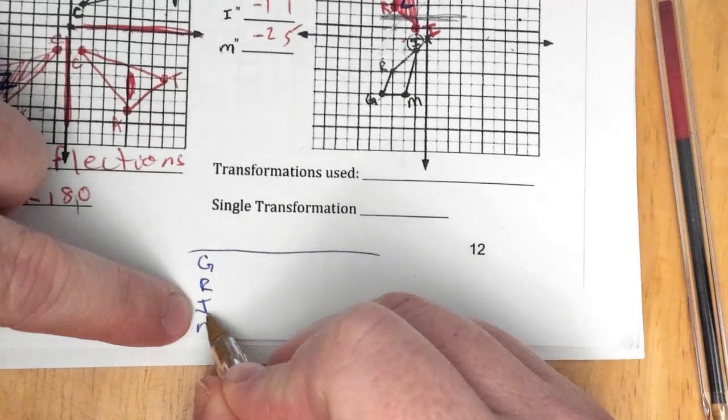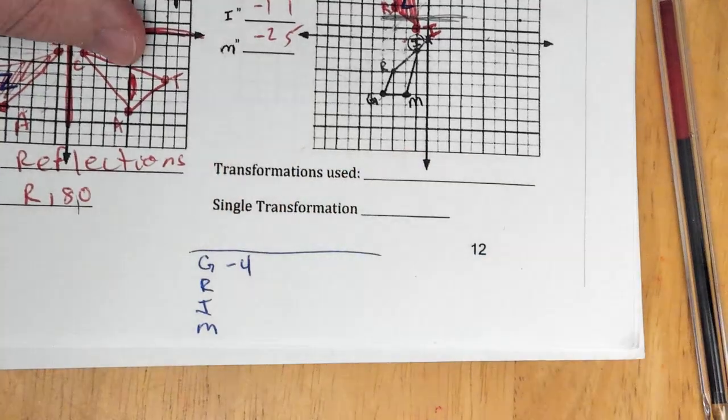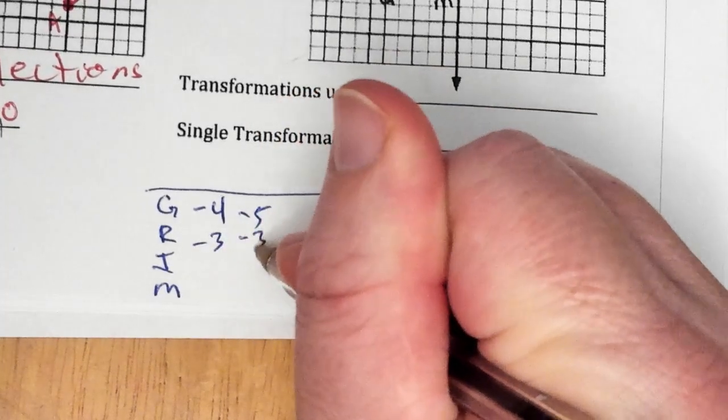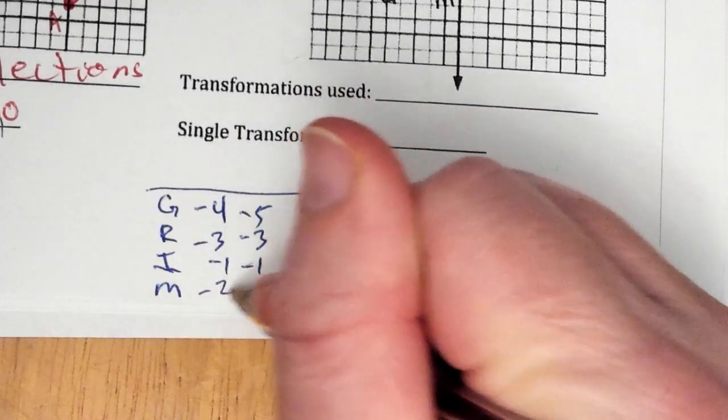So we have G, R, I, and M. I'm writing down the coordinates. So -4, just zoom in a little more. So we have -4, -5, -3, -3, -1, -1, and -2, -5.